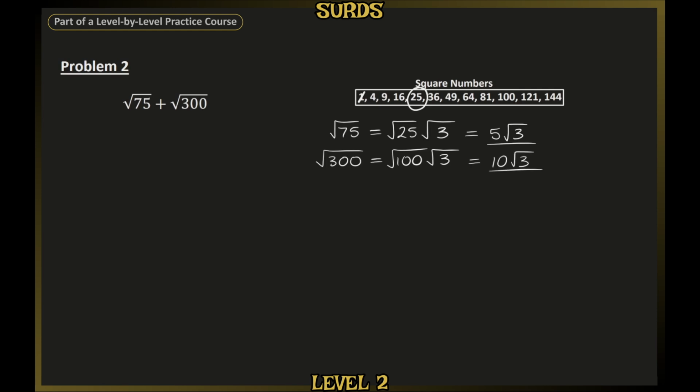Going back to the original sum, we have the square root of 75, which is 5 root 3, plus the square root of 300, which is 10 root 3. And because 5 plus 10 is 15, 5 root 3 plus 10 root 3 is 15 root 3. So 15 root 3 is our final answer to problem 2.